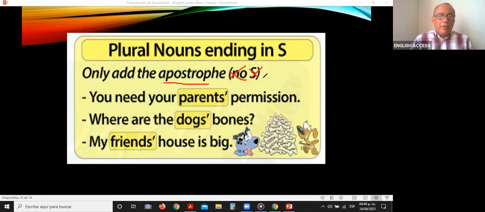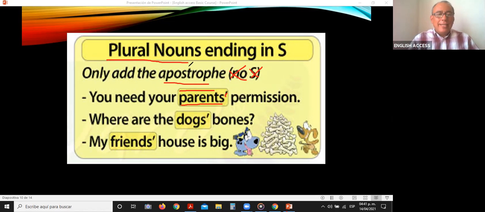It's not necessary. For example, here in this sentence, you need your parents' permission. In this case, parents is a plural noun because we have a mother and we have a father. So there are two. Parents in this case means the two of the family, mother and father. So that's why we only add the apostrophe at the end of this plural noun.